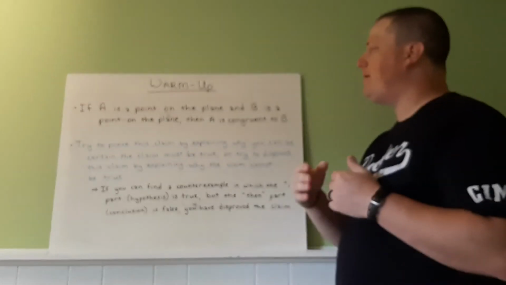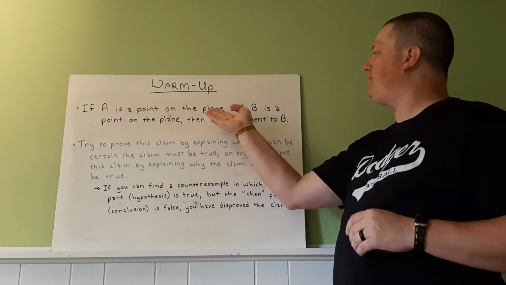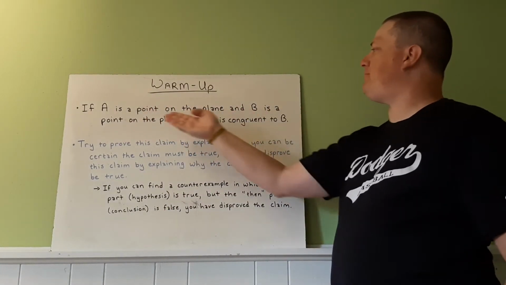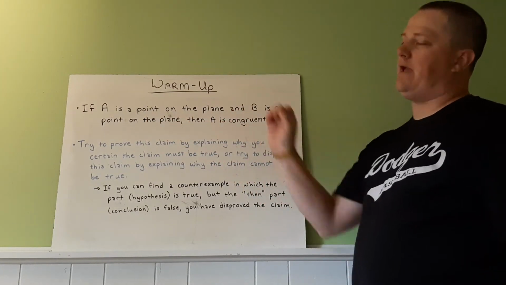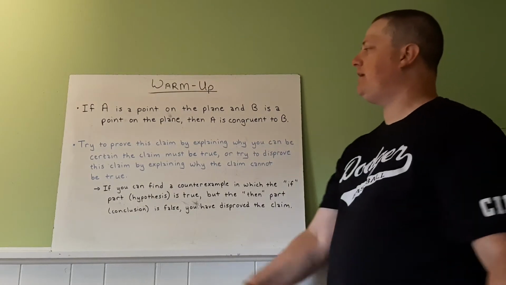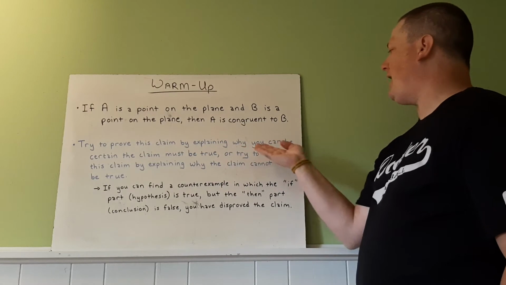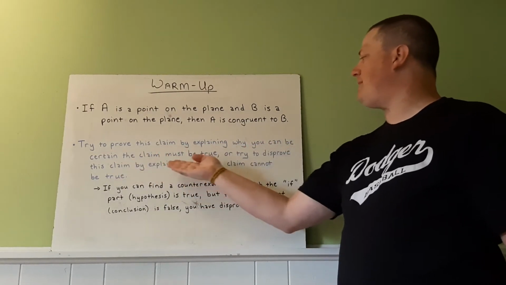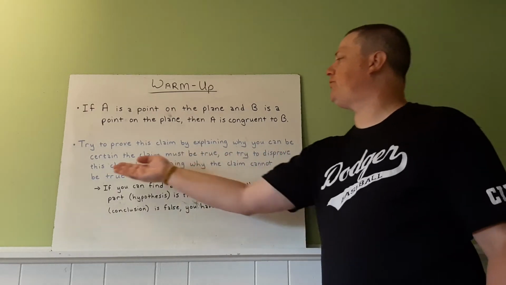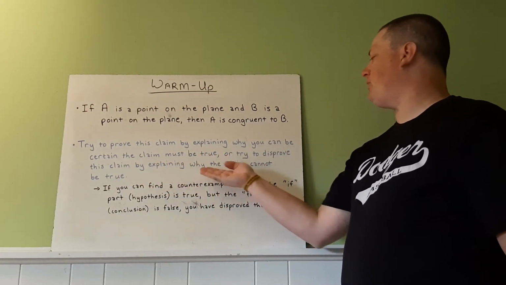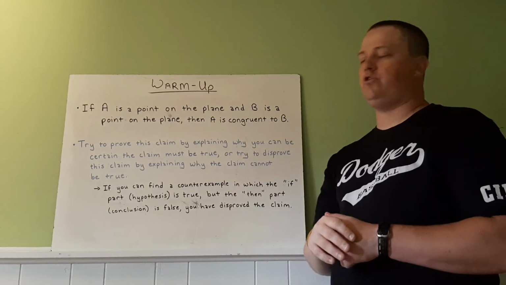All right, so our warm-up that you need to bring tomorrow is: if A is a point on the plane and B is a point on the plane, then A is congruent to B. So we have that congruent statement. What you want to do is try to prove this claim by explaining why you can be certain the claim must be true, or try to disprove this claim by explaining why the claim cannot be true. So choose one of those two options.